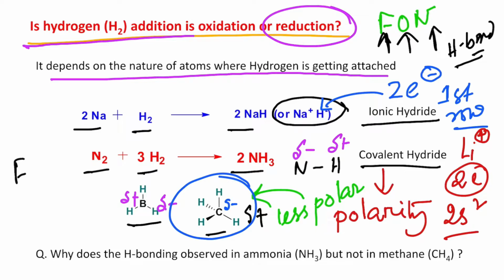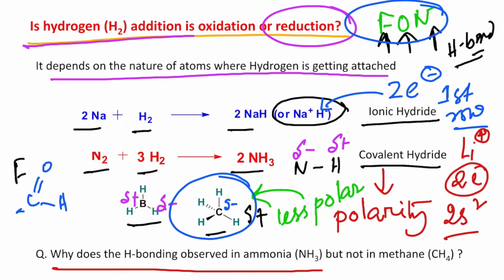Actually, there is one exception, the aldehyde hydrogen. The aldehyde hydrogen can form a hydrogen bond. Professor Desiraju has done some research on this, so that's an exceptional case, students. For basic study, I think it is better to avoid it. Remember this FON story. Now, that's why the question: why is hydrogen bonding observed in ammonia but not in methane?